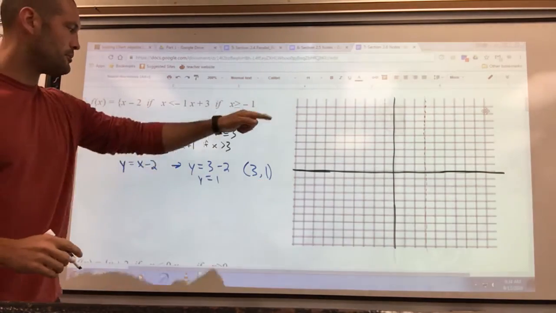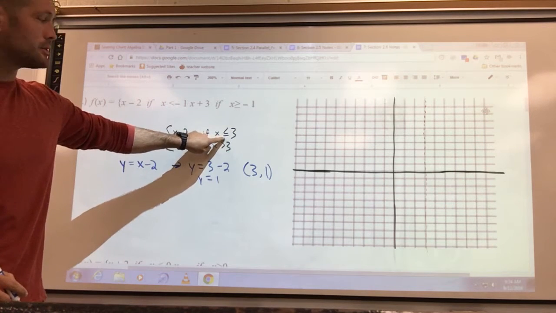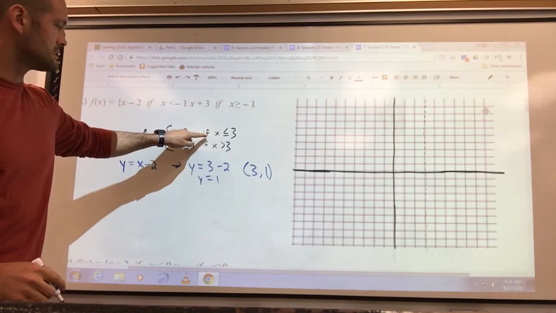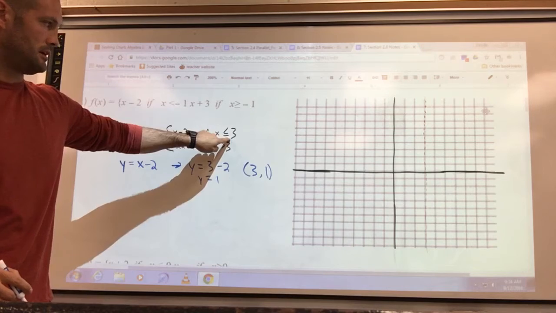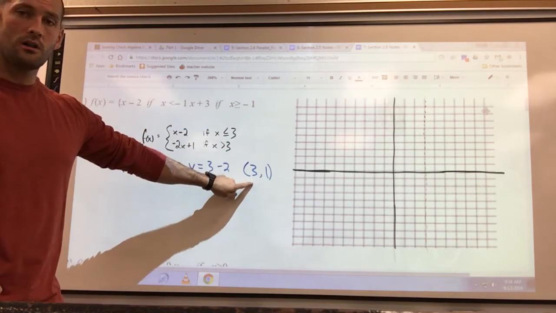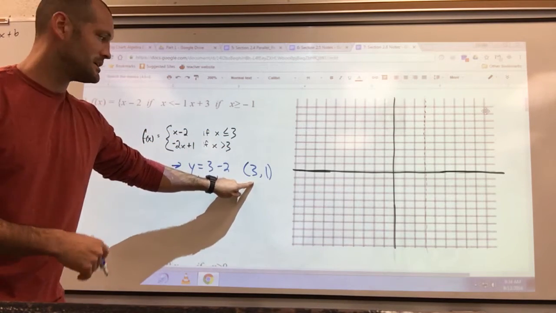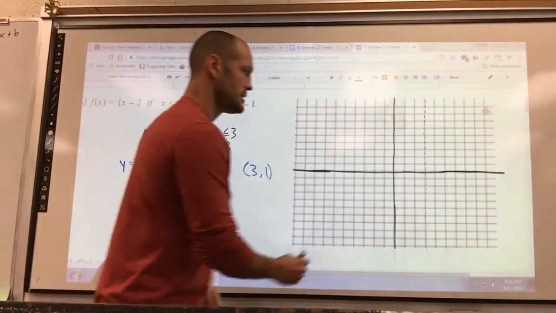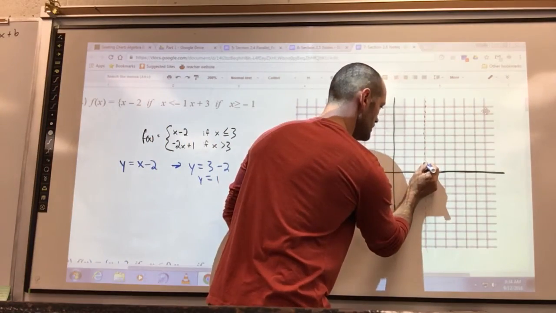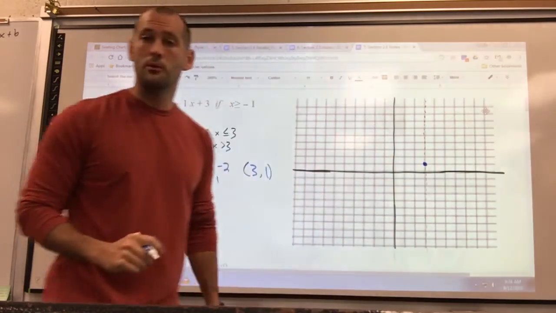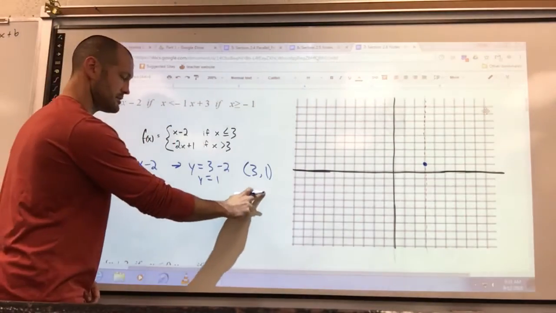Now, before I plot it, I need to look at the inequality. Notice that this first behavior is less than or equal to 3. So when this meets the wall, it will be a solid circle because it's equal to, it's included. So I go to 3, 1. There's my wall point for my first behavior.